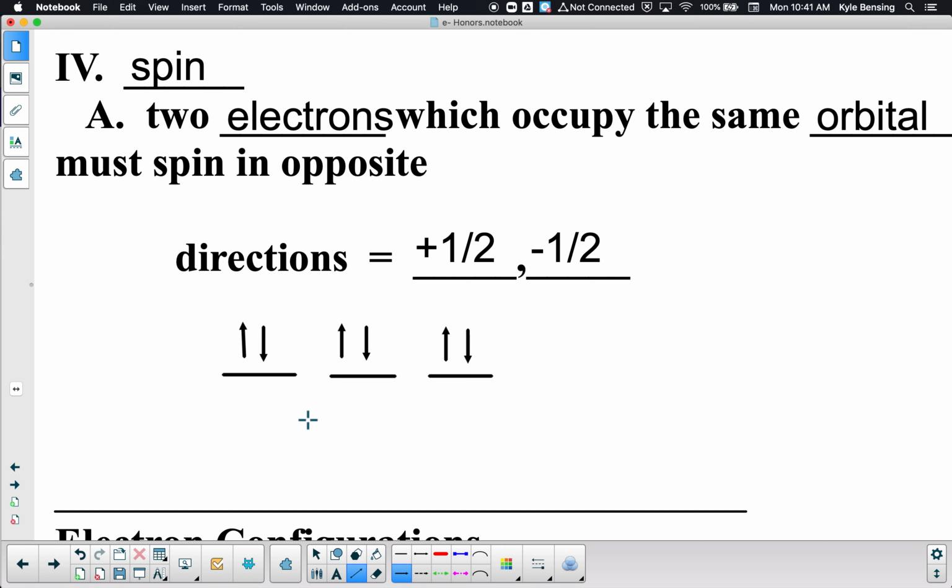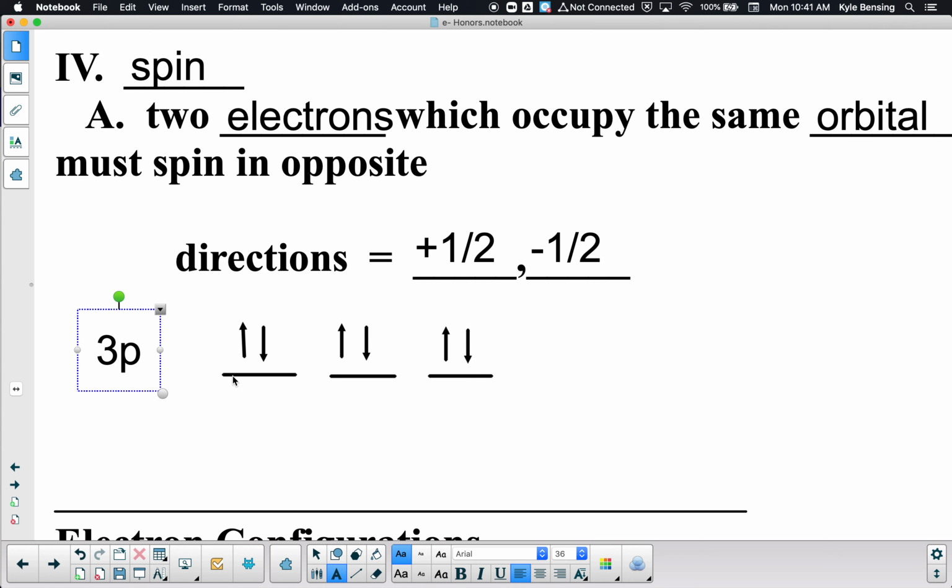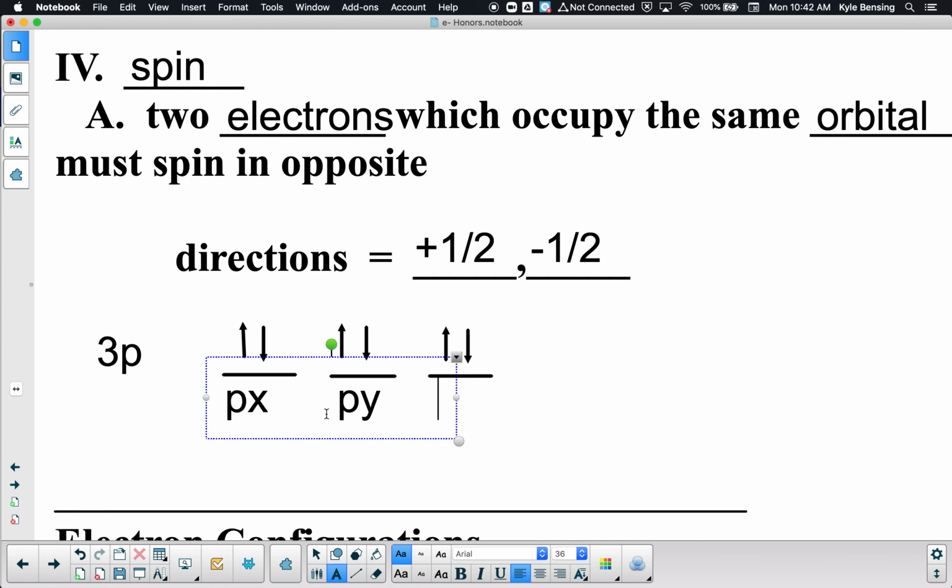So this is how we show 3p. This would be 3px, py, and pz. Those are the 3 orbitals. Okay, we don't have to name the px, py, and pz. But it helps for you to know that there are 3 orbitals in the P. Each one holds a maximum of 2 electrons. They must spin in opposite directions.